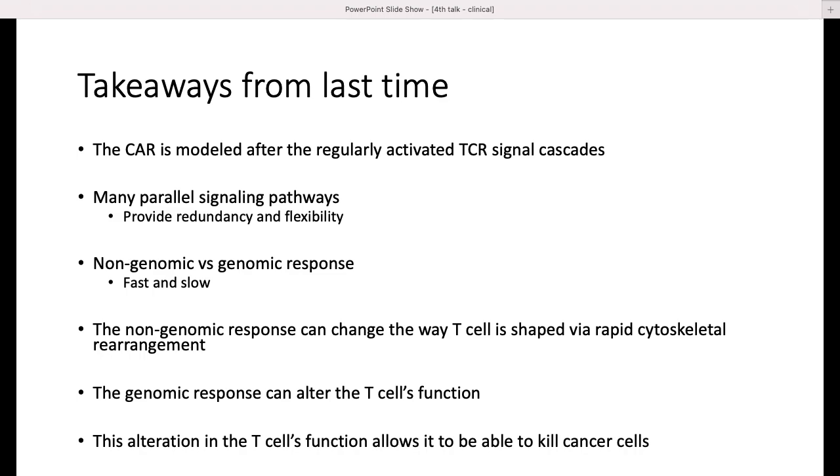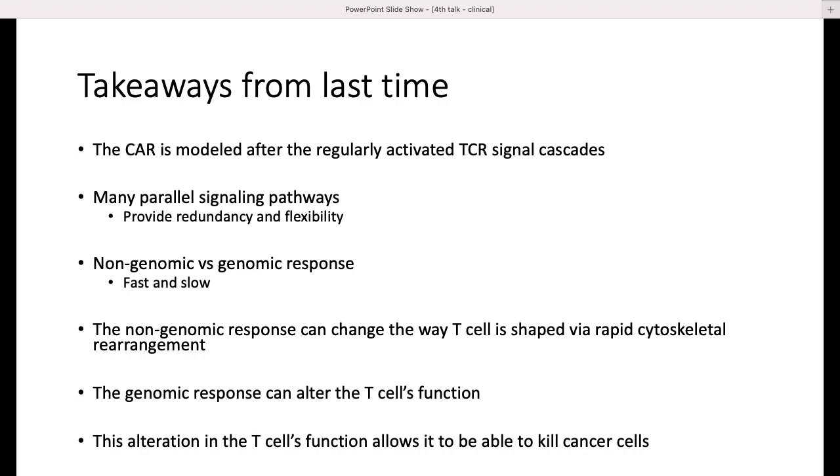And just some takeaways from last time. Remember that this CAR T cell is modeled after the T cell receptor. It has many parallel pathways that allow for redundancy and flexibility. And that there are these two big responses that happen. One is fast, and it's the non-genomic response. And that was what we talked about with WASP protein and actin dynamics and growth dynamics, which allowed for the immunological synapse to form. It kind of changes the shape of the cell, and that happens really quick.